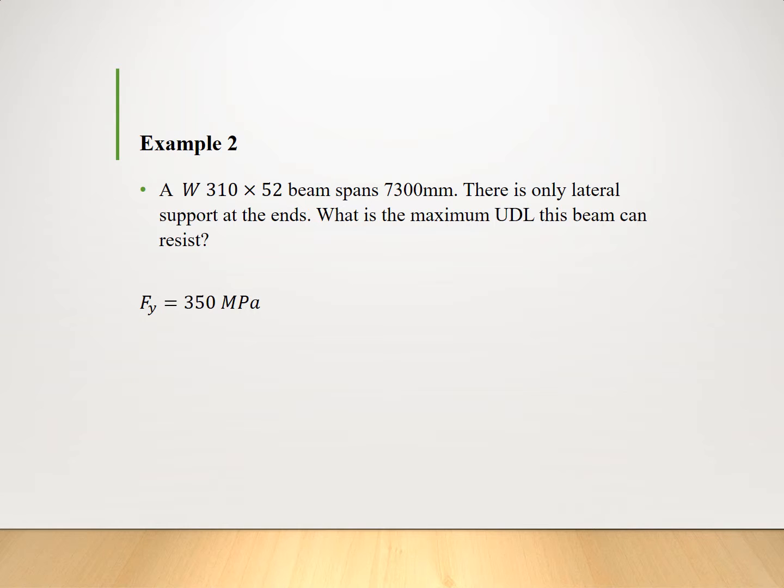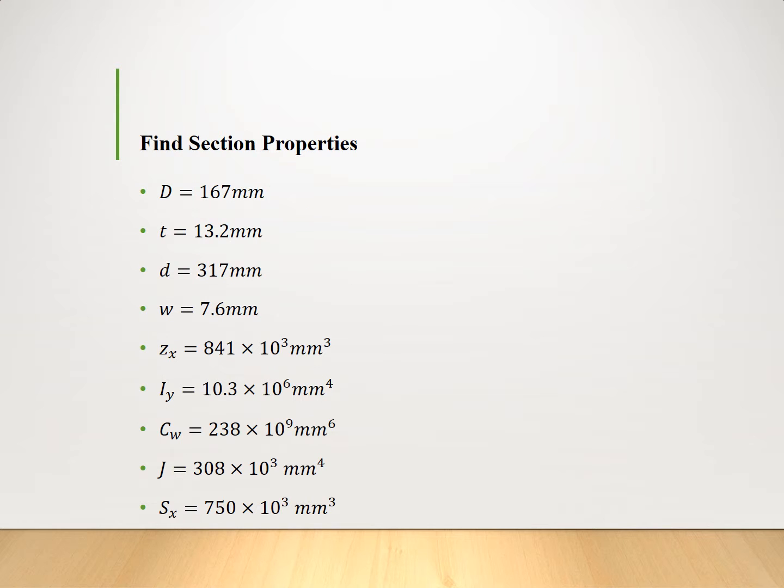This example is the same as example 1, but the difference is the compression flange is not laterally supported. The first step is to find section properties. You can find section properties in chapter 6 of the handbook, and this particular one is on P648.